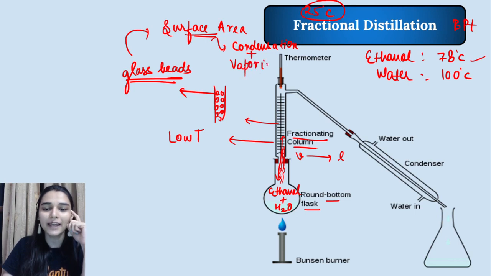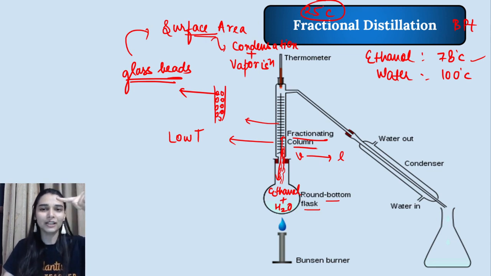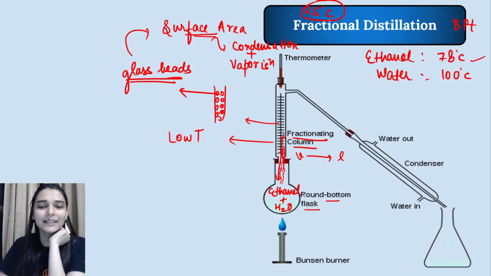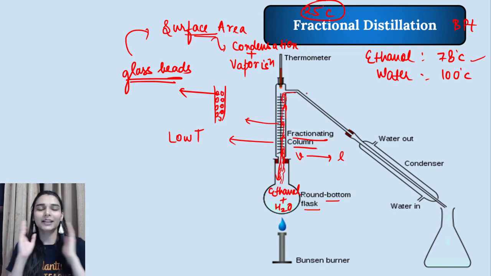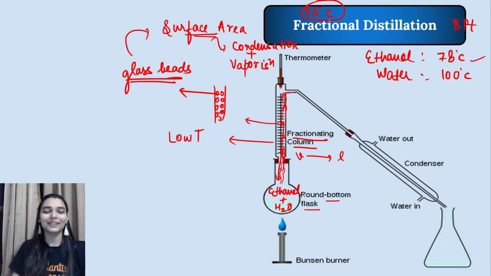What happens first? Liquid ethanol converts to vapor, vaporization happens. As soon as they touch the fractionating column, it will do the condensation and send them back as a liquid. They vaporize, then condense, then vaporize, then condense. This cycle keeps on happening, and they keep on trying, and finally, thank God, ethanol vapors take a sigh of relief because they are able to pass through the column. Okay, the fractionating column is done.